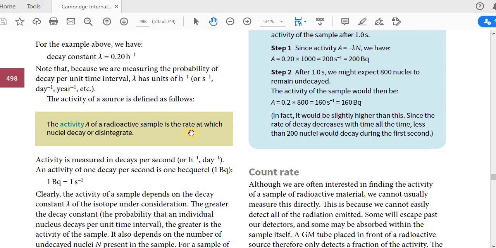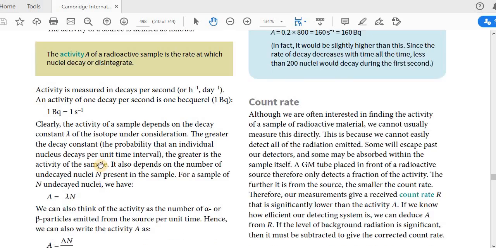Activity A of a radioactive sample is the rate at which nuclei decay or disintegrate. Again I told you whatever is in the brown boxes is very important. The unit of activity is Bq, becquerel. Becquerel is equivalent to per second. Like you know, frequency has the unit hertz. Hertz is equivalent to per second because it's the number of cycles per second. So over here it is the number of decays per second. So like hertz is to per second, becquerel is to per second.